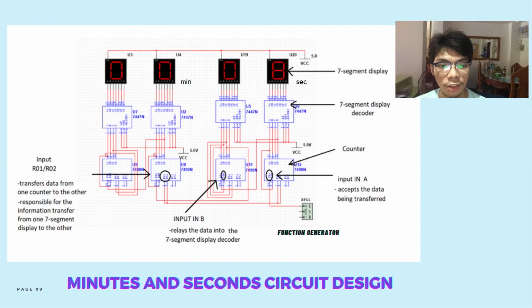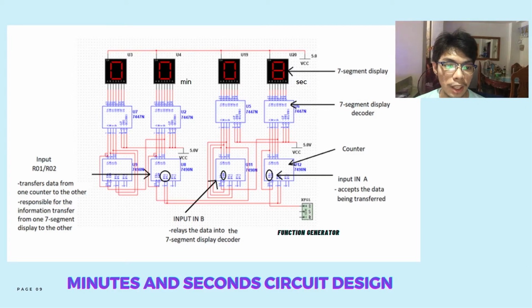The function generator serves as the source of the digital clock. It is connected to the input A of the 7490N semiconductor, which serves as the first counter of this circuit. The purpose of it is to accept the input data that it will receive. The purpose of the input B is to generate a binary number from 0 as its first number up to 9 as its last in the 7-segment display. After the last number is displayed, it will then reset by displaying the first number, which is 0.